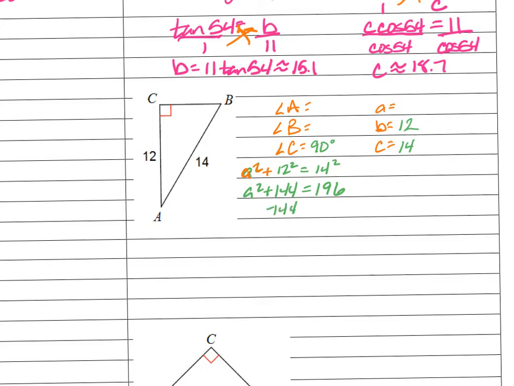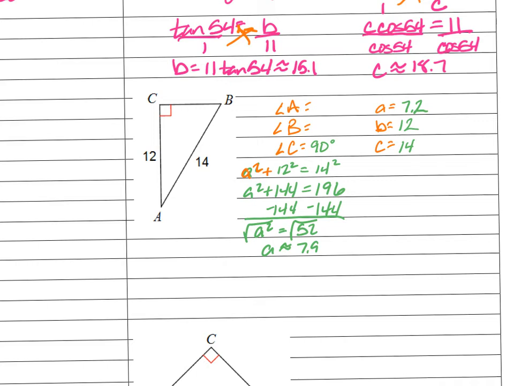Minus 144. So I get a squared equals 52. How do I undo a square? Well, you square root it. So a is approximately equal to 7.2. And that's less than my hypotenuse, so that's great. 7.2. Okay, now I want to pick an angle.